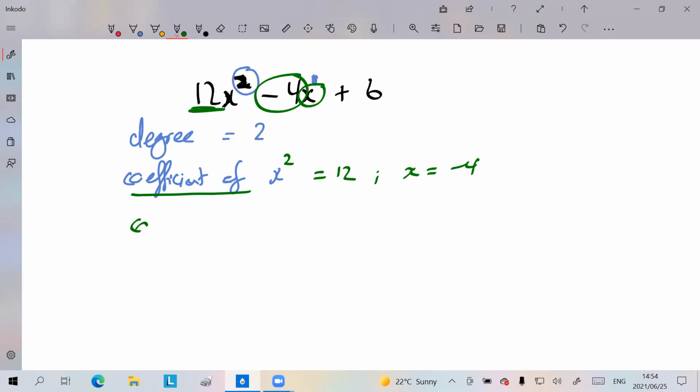If they ask you what the constant term is, the constant refers to the number, and there's your number, that's 6. Your constant term is 6.